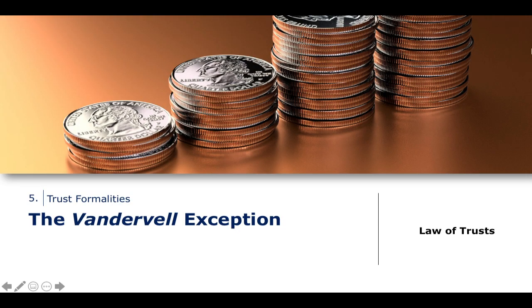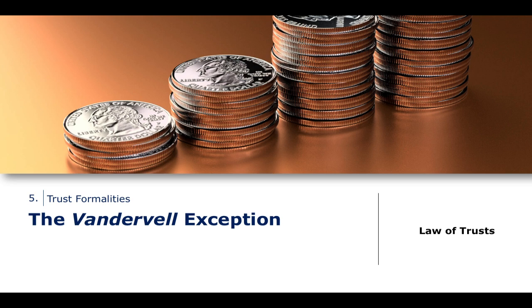In the previous lesson, we talked about the disposition of equitable interests, the subsisting or already existing interests in trusts, and the formalities that are required therein. This is obviously with reference to Section 53(1)(c) of the Law of Property Act. This lesson is going to talk about the Vandervell exception to these rules, and really, this is a good illustration that hopefully gives you a better understanding of this area of the law.